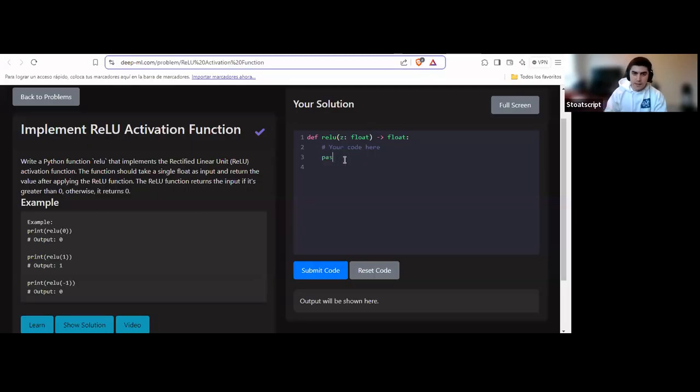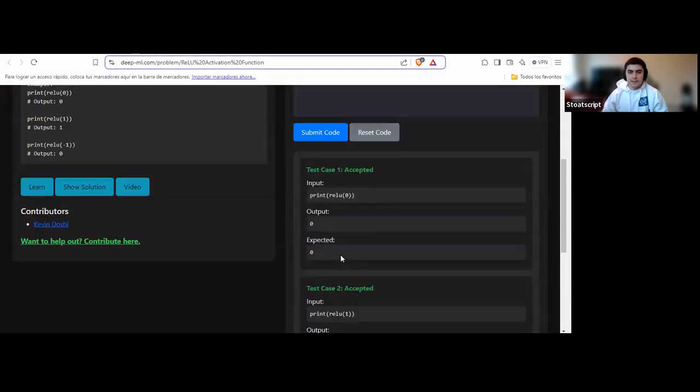So now with that out of the way, let's write our code. The only thing we're going to do is take the maximum between 0 and x, and we're going to return that. And that's it. All 3 cases are accepted.